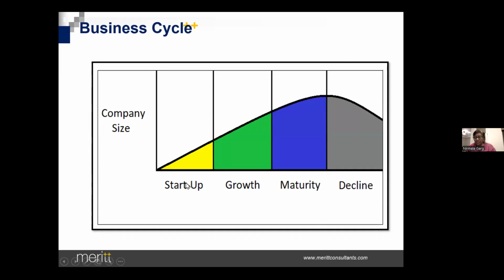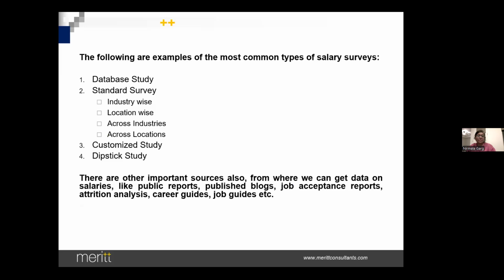Also take into consideration the business cycle of the organization, typically, because the startups may have a different plan, the growth, the maturity, and the decline. So you also need to take into consideration the company size as well as the business cycle of the organization.